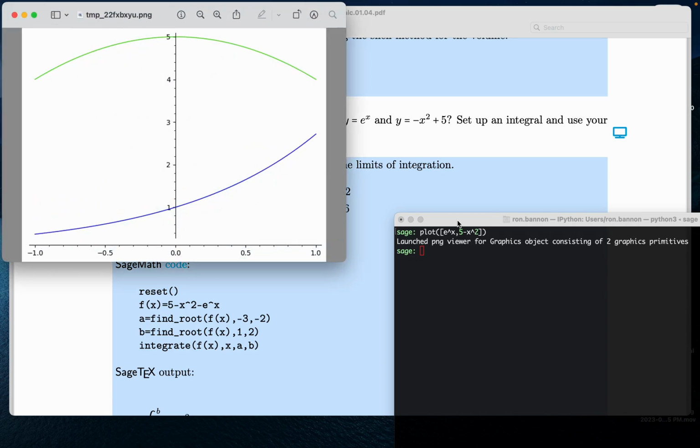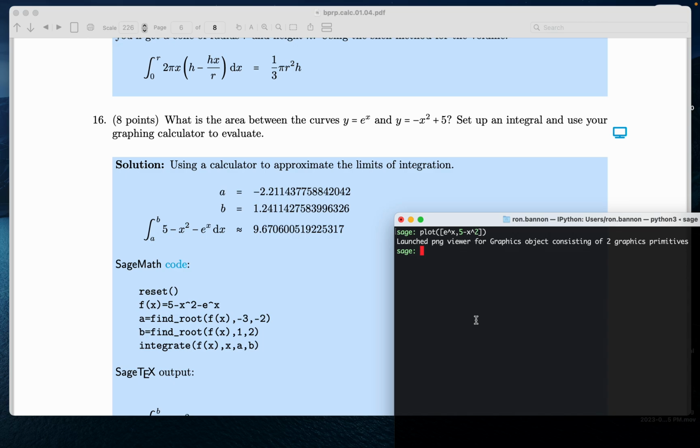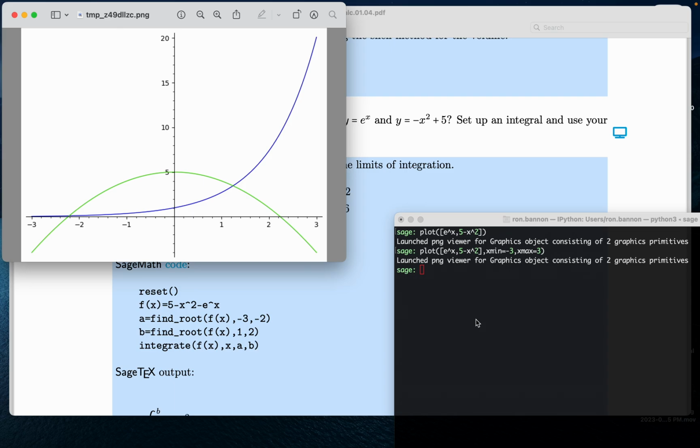So I want to go back and close this out. I don't want that picture. It's not helping me at all. So I'm going to hit the up arrow, and I'm going to say x min equals minus 3, and x max equals 3. So I'm getting a bigger view of it. I get a bigger view now.